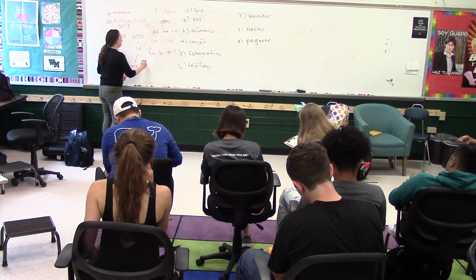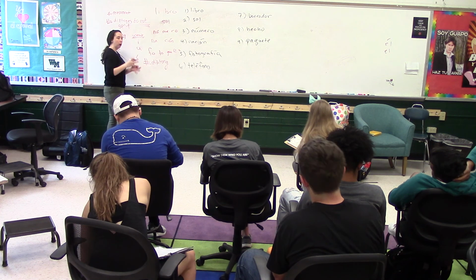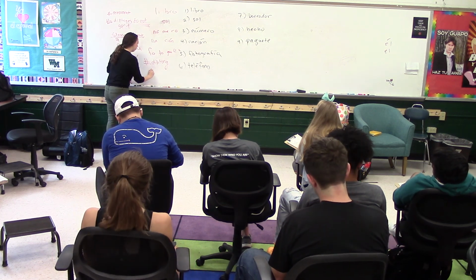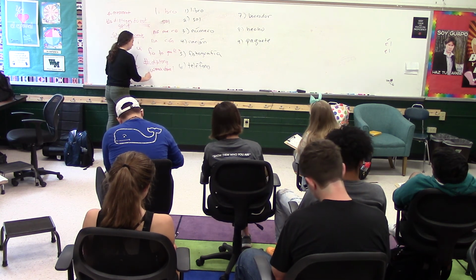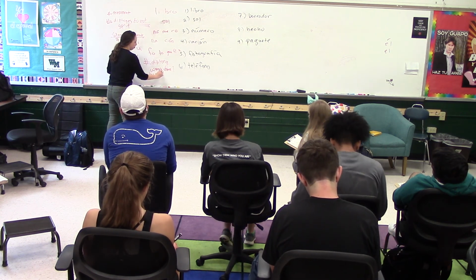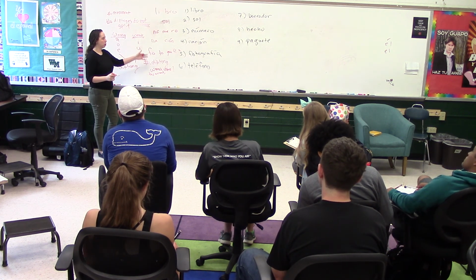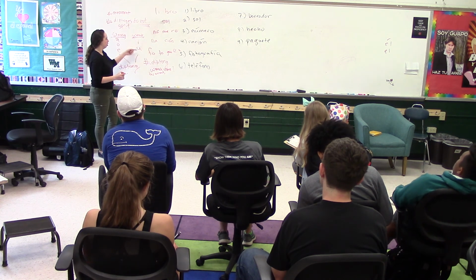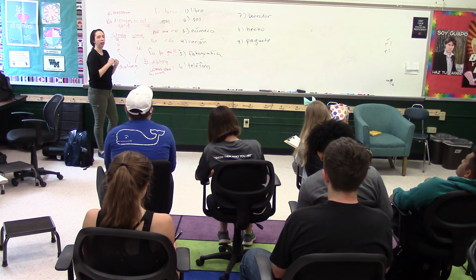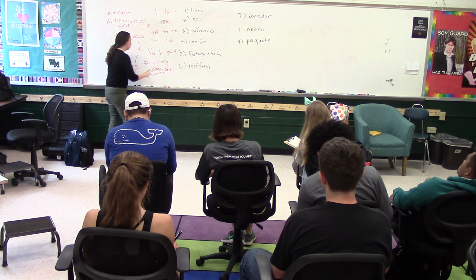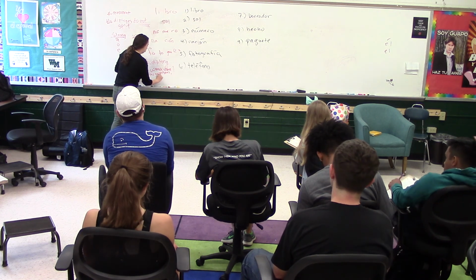So the rule is if you have a diphthong, but the weak vowel has an accent mark, what happens to it? What happens to the weak vowel if it has an accent mark? It no longer is a weak vowel, it becomes a strong vowel if it has the accent. The accent gives it power. Does that make sense? So, if a weak vowel has an accent mark, it becomes strong.